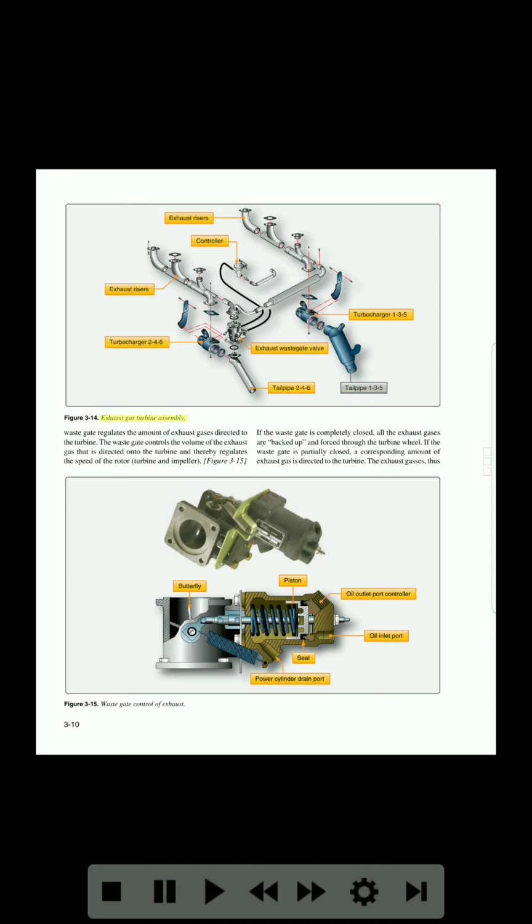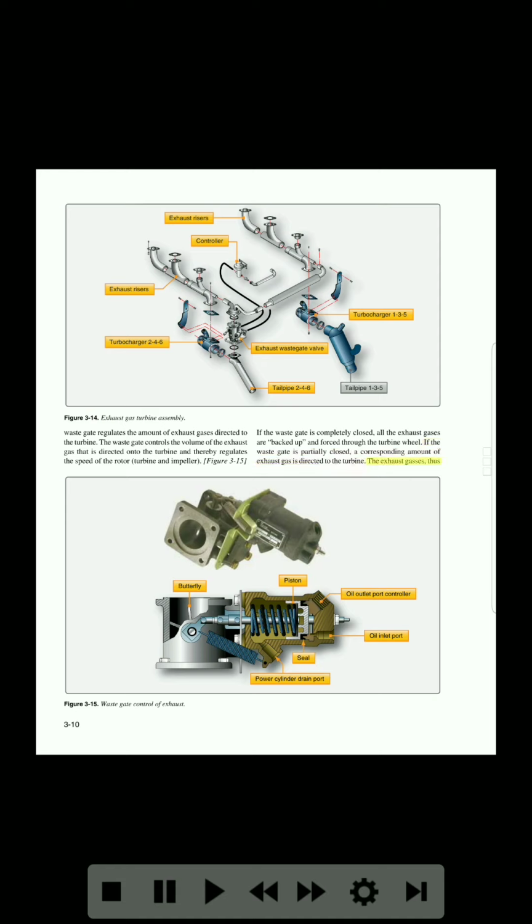Exhaust gas turbine assembly. The wastegate regulates the amount of exhaust gases directed to the turbine. The wastegate controls the volume of the exhaust gas that is directed onto the turbine, and thereby regulates the speed of the rotor, turbine and impeller. Figure 3-15. If the wastegate is completely closed, all the exhaust gases are backed up and forced through the turbine wheel. If the wastegate is partially closed, a corresponding amount of exhaust gas is directed to the turbine.